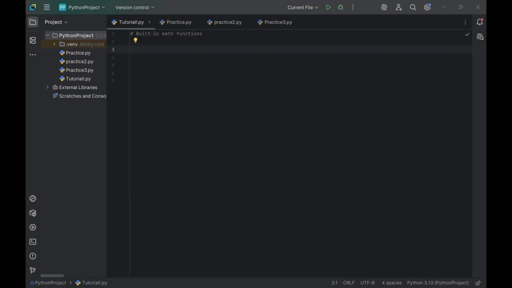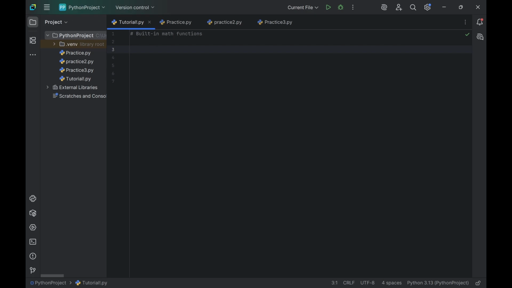So what are the built-in math functions? It's basically the round function, the abs function, which means absolute value, the power function, divmod, and etc. We're going to take more examples on that. So let's get into the video. Alright, so let's take a few examples on the built-in math functions.